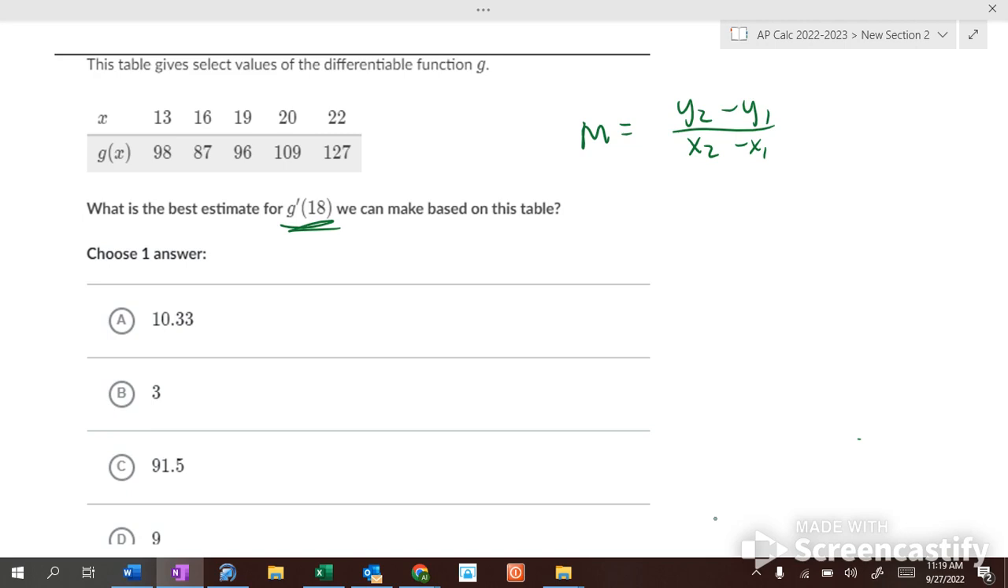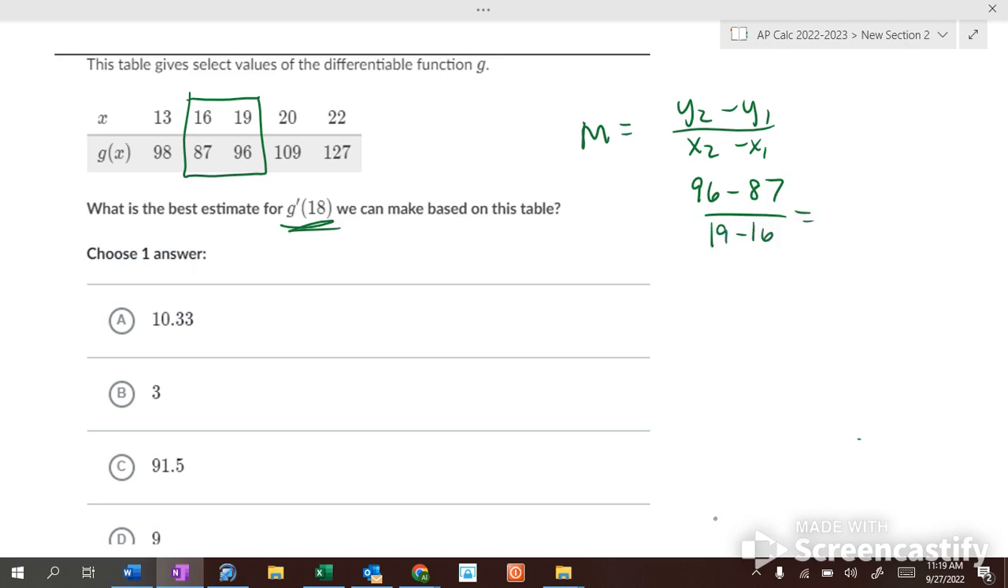So what are my y values? Well, I'm going to want to use the ones that surround 18. Okay? I'm not going to take the first and the last or any others. I'm just going to take the ones that surround 18. So I go 96 minus 87 over 19 minus 16.